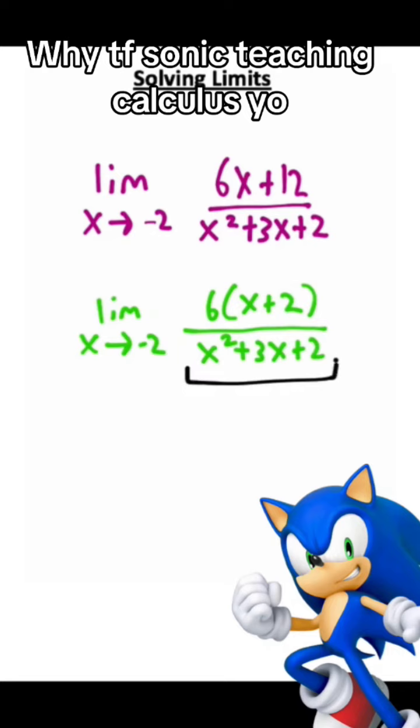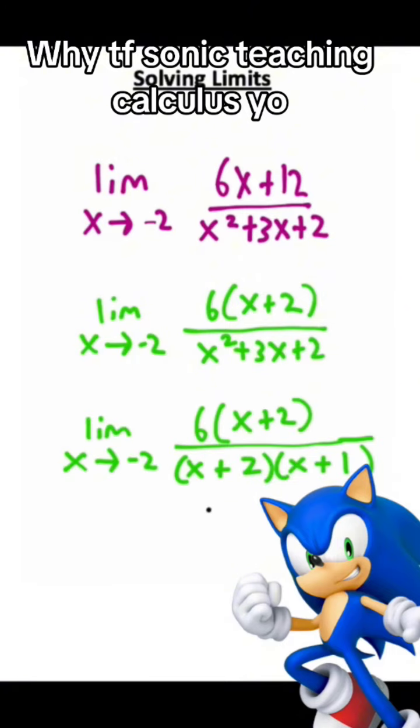Now I need to factor this bottom expression. And I can do that by thinking about what terms are going to add to give me that 3 and multiply to give me that 2. And if I think about it, 2 and 1 will do just the trick. So I can factor that bottom expression by taking x plus 2 times x plus 1, because 2 and 1 will add to give me 3 and multiply to give me 2. If you refoil these expressions back together, you'll get this one.